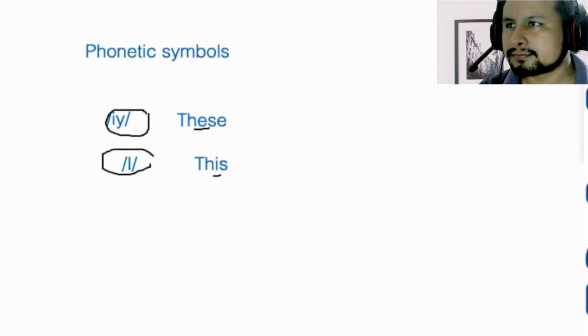Also, let me give you another example. You know this word, right? The plural of key, keys, and this other word, kiss. Can you hear the difference? Keys and kiss. Keys, kiss.